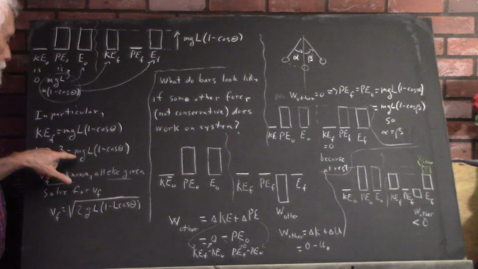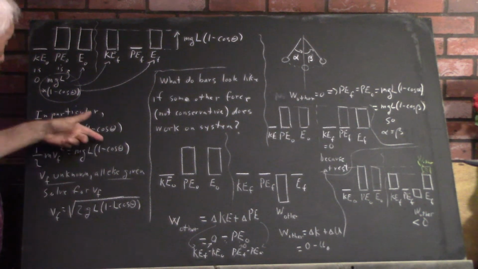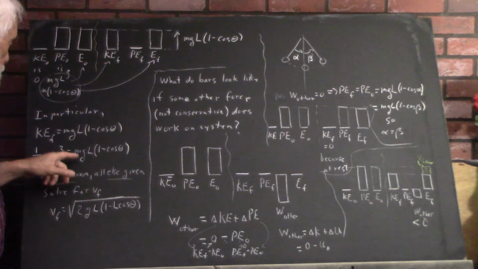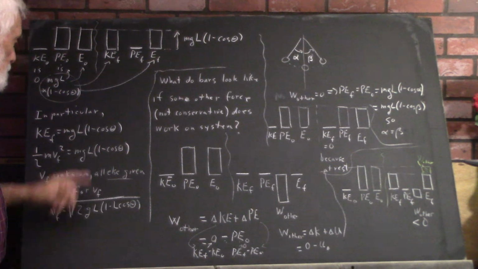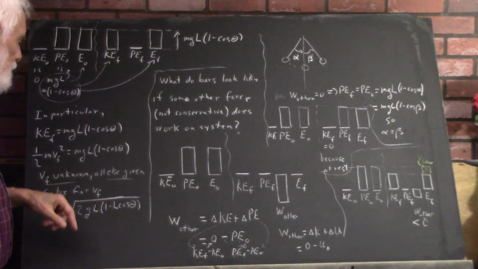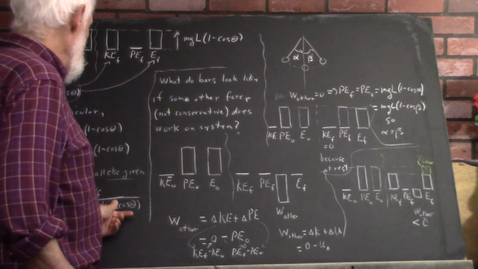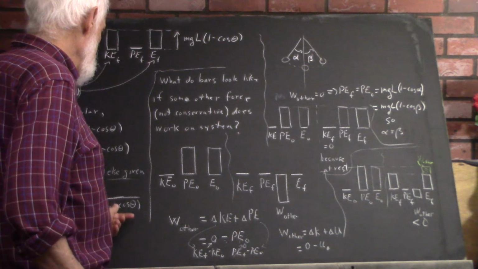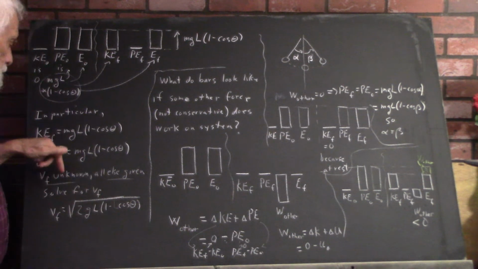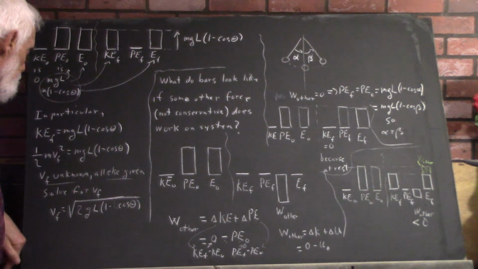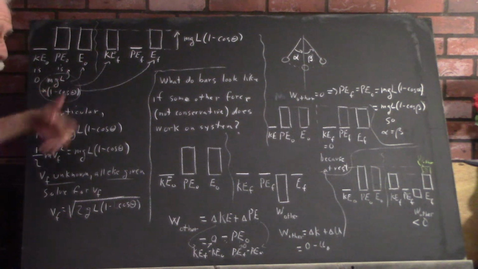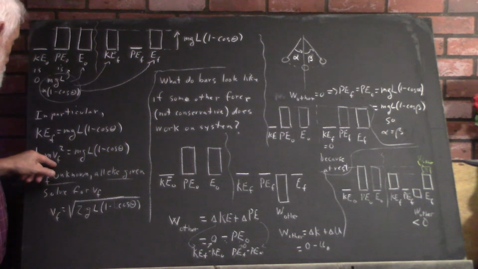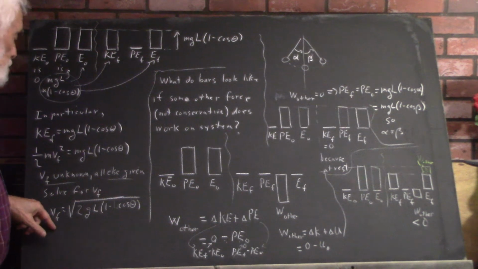Divide both sides by m, the m's go away, multiply both sides by 2, and we end up with 2gL times 1 minus cosine theta. I got an extra L in that. What am I doing? Okay, we have this, and that's what you get on the right hand side if you multiply by 2 over m. Then you have VF squared, so you take the square root.